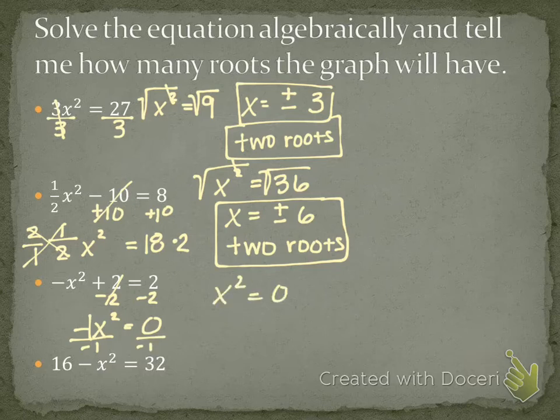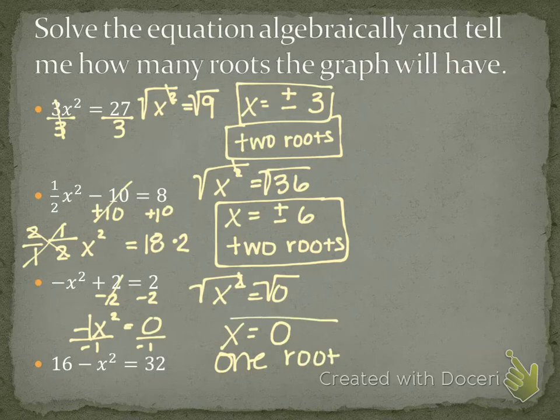What would I do now? Square root. What is the square root of 0? 0. So how many roots will this problem have? 1. Because the square root of 0 was 0. So I do actually have 1 square root, but 0 is not positive or negative. So I know I have 1 root. Does everybody see how that is different than my 2 roots? Everybody see that? Okay.